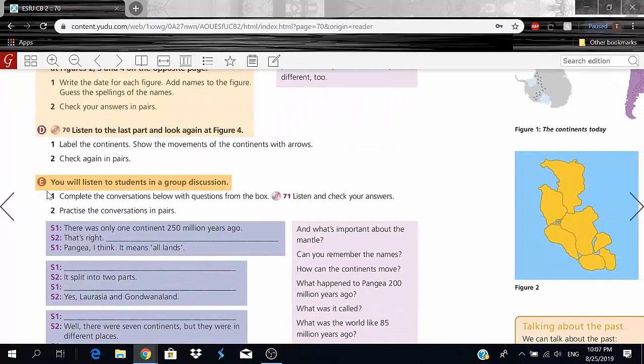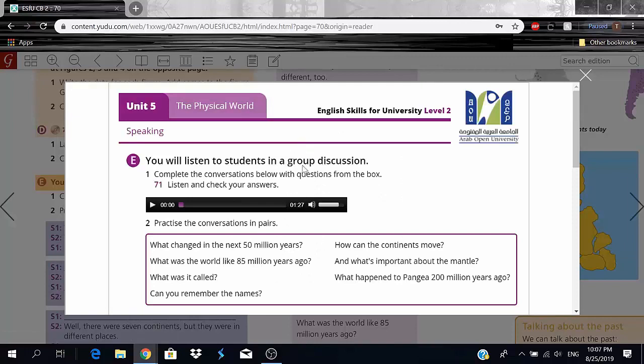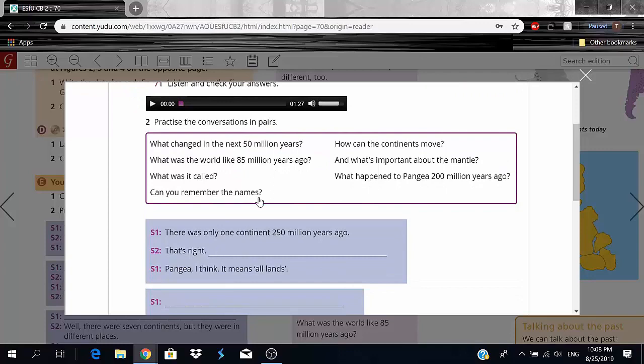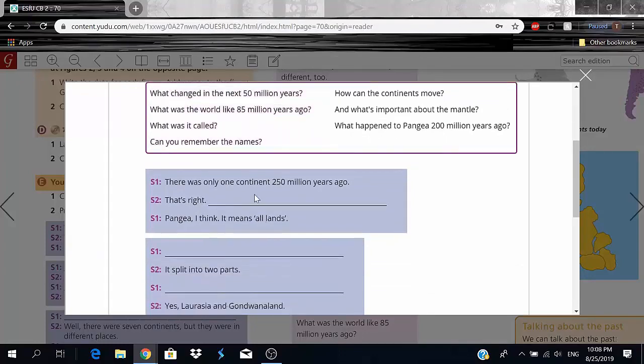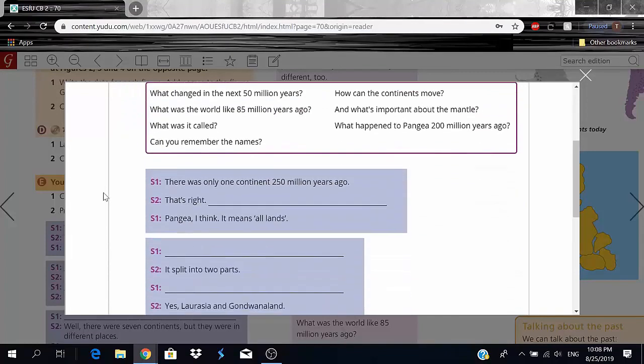So here we have exercise E. You will listen to students in a group discussion. Let me open this. Okay, you will listen to students in a group discussion. Complete the conversations below with questions from the box. Okay, so this is really similar to exercise B. So basically we're going to be listening to a conversation between some students, and we're just going to have to write the correct questions in each order. Okay, so here we go. Have a listen. Exercise E1. Listen and check your answers.